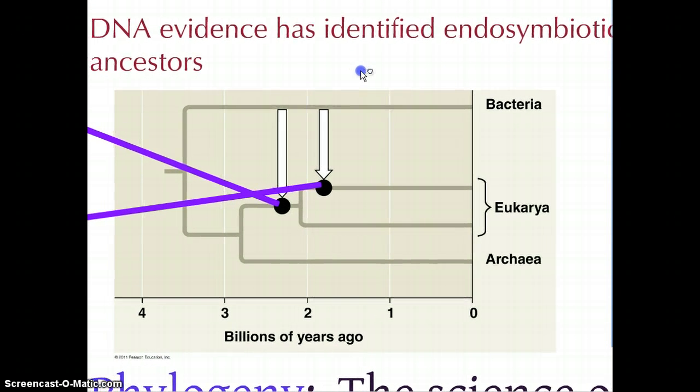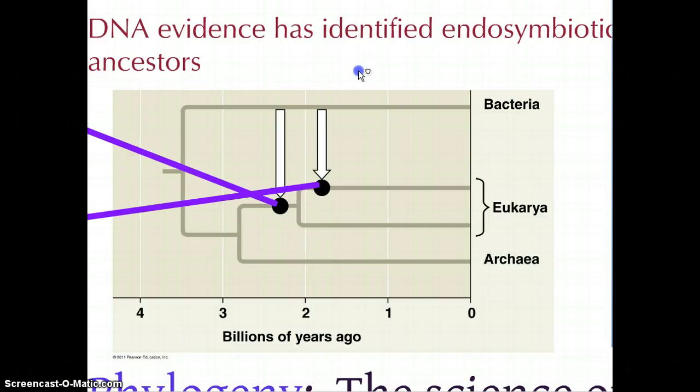Now, this is a critical idea. This is guaranteed AP material. It's the idea of relatedness as identified through endosymbiosis. Endosymbiosis is a very important idea. Lynn Margulis pioneered the idea. I think it was back in the late 70s, early 80s. She was looking at this endosymbiotic theory.